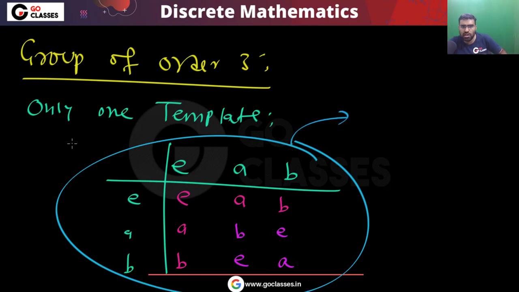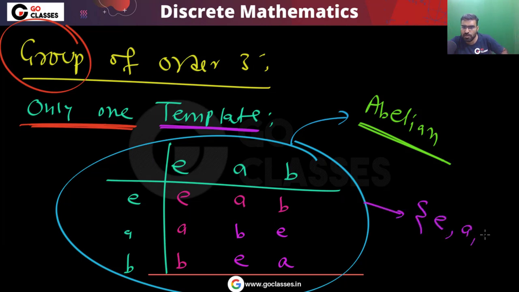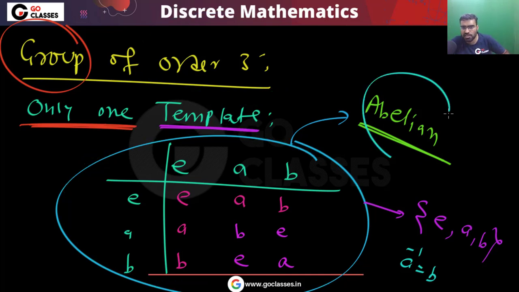So you can notice only one template is possible, only one group is possible, and that is also abelian. So I can say every group of order 3 is abelian because only this template is possible, no other template is possible, and this template is also abelian. So I can say every group of order 3 is abelian because for order 3 only this group is possible, only one structure is possible, and this structure is abelian. So this is the complete analysis of this question.